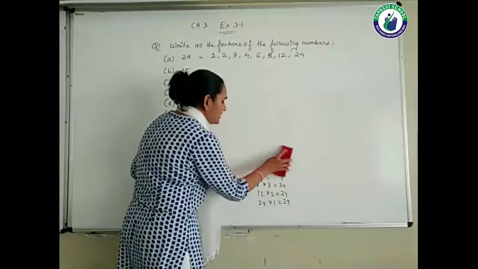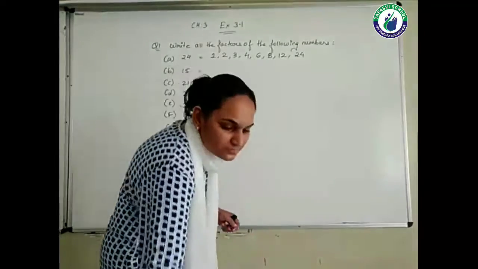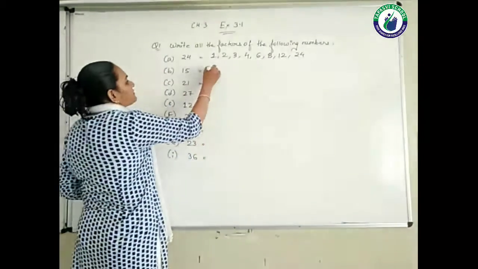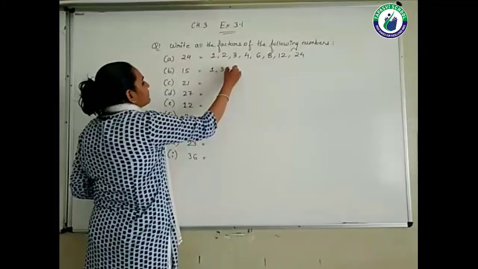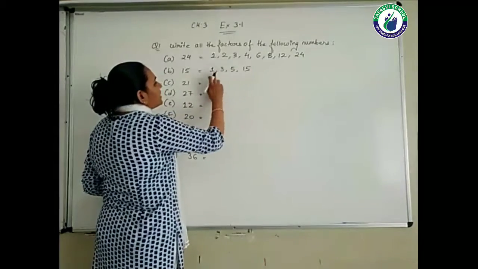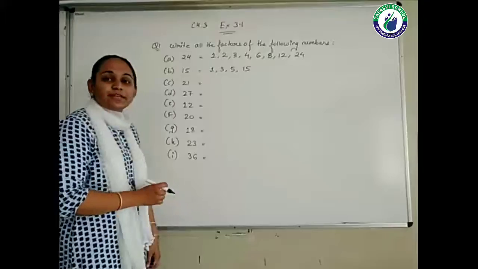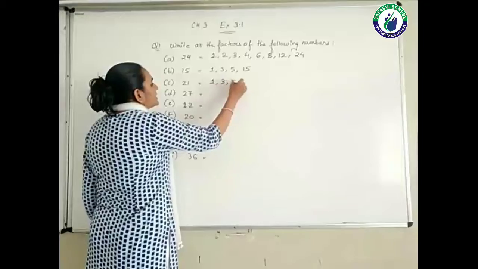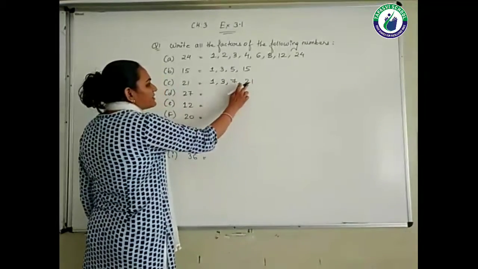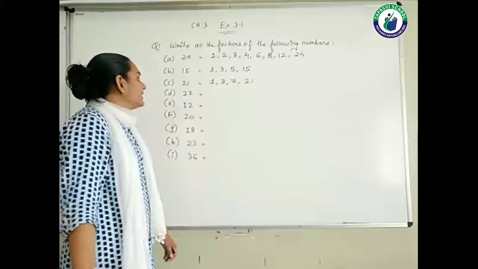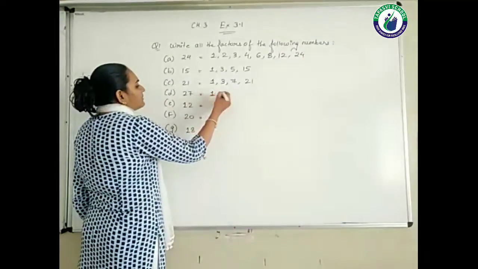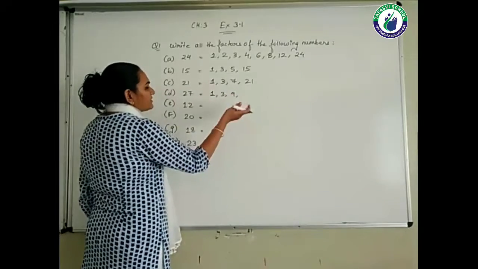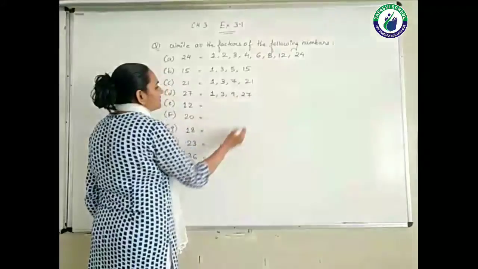So let's move on to the second question, that is 15. 15 is divisible by 1, then 3, then 5, and then 15. 1 15s are, 3 5s are, right? Then comes 21. 21 is divisible by 1, then 3, then 7, and then 21 itself. 1 21s are, 3 7s are, right? 27 comes in the table of 1, 3, then 9. 1 27s are, 3 9s are, so 27 itself.